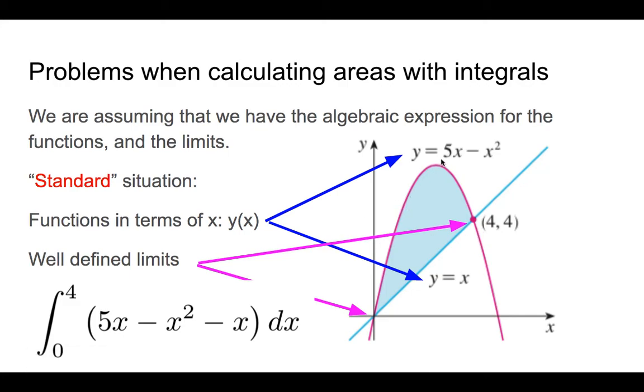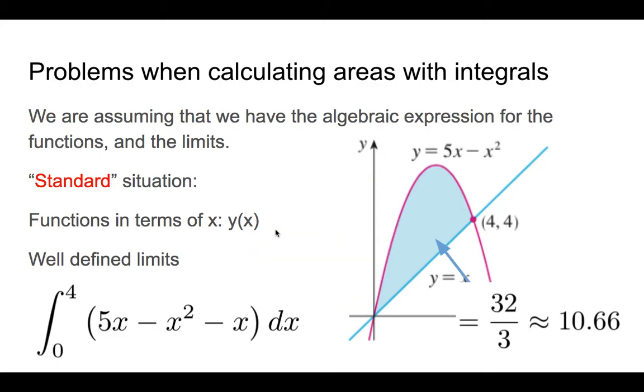The function that goes on top is this one. The function that goes always below is this one, so this one comes first. This is a fairly easy integral to solve, and if you evaluate it, you get that the area is 10.66. Okay.